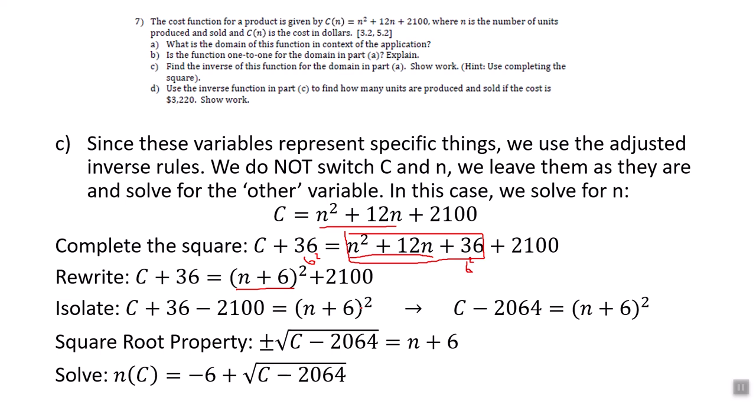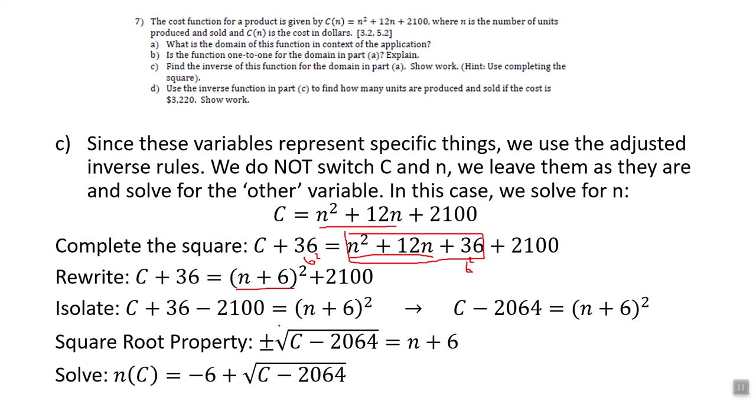Now, if I want to truly solve for n, let's subtract the 2100 from both sides. 36 minus 2100 on the left will give us c minus 2064 equals n plus 6 squared. We have the square part isolated, so we take the square root of both sides: plus or minus the square root of c minus 2064 equals n plus 6. We're going to subtract 6 from both sides, but notice here I have plus or minus. Here I only have the positive version. You have to choose which one.